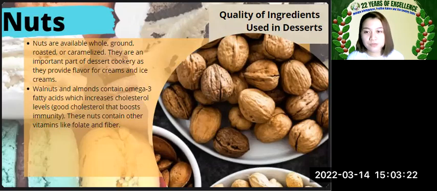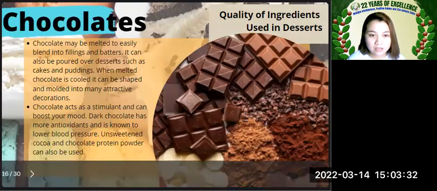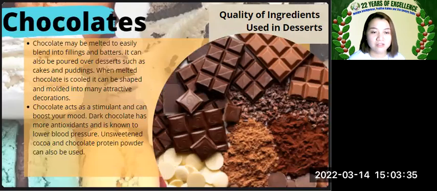Different types of nuts, different call for ingredients, so it's up to you. And lastly, we have the chocolates. The chocolates may be melted to easily blend into fillings and butters. It can also be poured over desserts such as cakes and puddings. When melted chocolate is cooled, it can be shaped and molded into many attractive decorations.